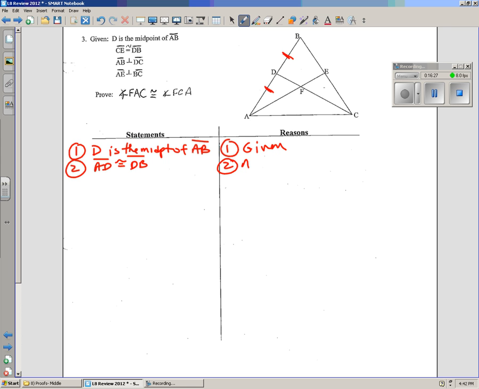And the reason is that a midpoint divides a segment into two congruent segments.